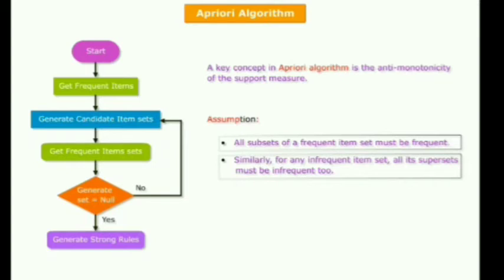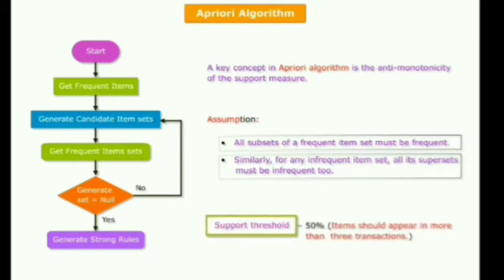Before beginning the process, set the support threshold to 50%. That is, only those items are significant for which the support is more than 50%. That is, they should appear in more than 3 transactions.